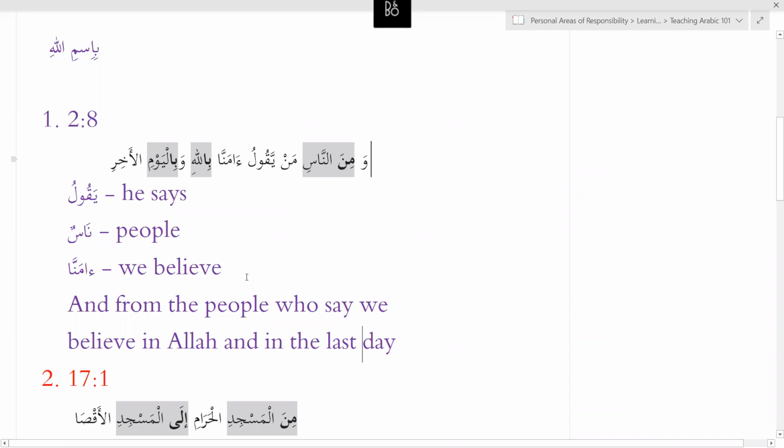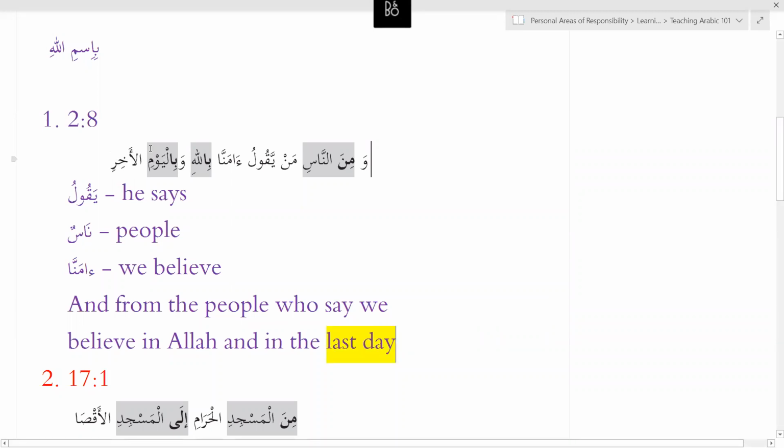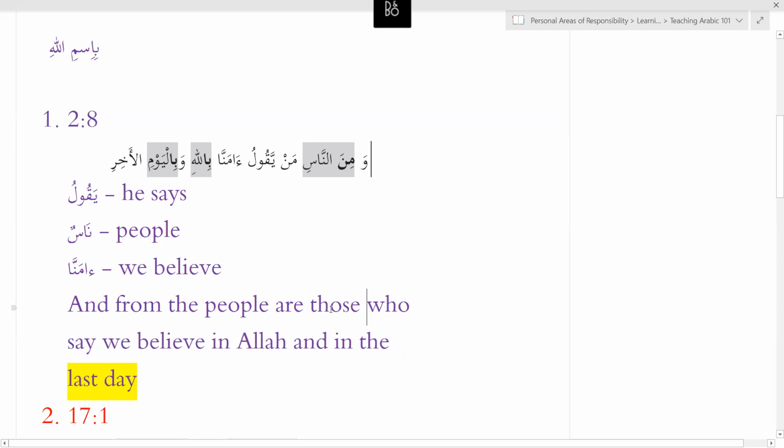So bil yawmil akhiri, it is last day. So last and day have to be of the same form. This has al, this also has al, this has kasra, this also has kasra. Yawm is masculine, akhir is also masculine, singular, singular. So that's why we have al yawmil akhiri. This is an adjective. Good. And this sentence means, and from the people are those who say, we believe in Allah and in the last day.